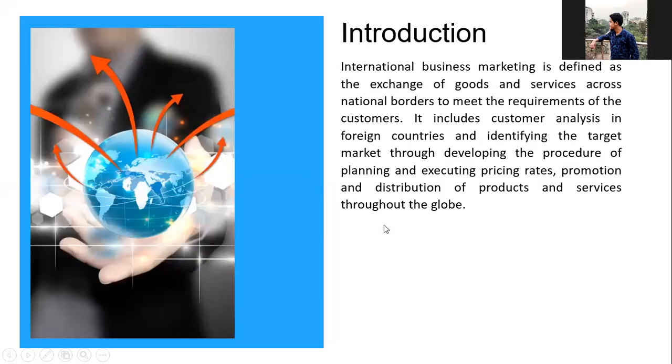So, today's discussion is about international business marketing. It is defined as an exchange of goods and service across the national borders to meet the requirements of the foreign customers. It includes customer analysis in foreign countries and identifying the target market through developing the procedure of planning and executing pricing rates, promotion and distribution of products and service throughout the globe.